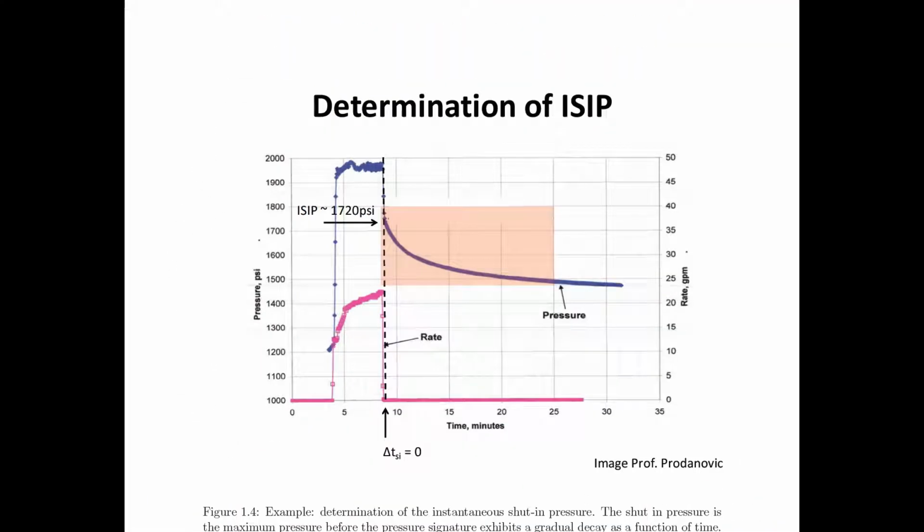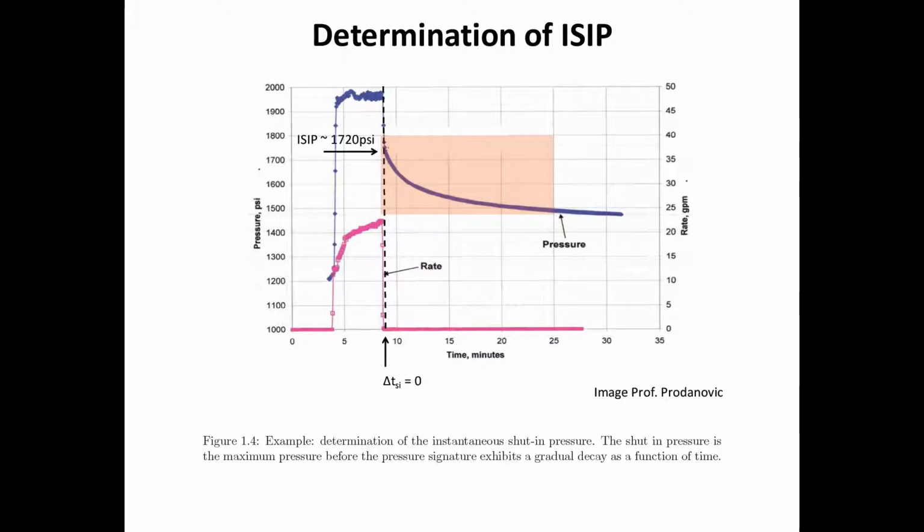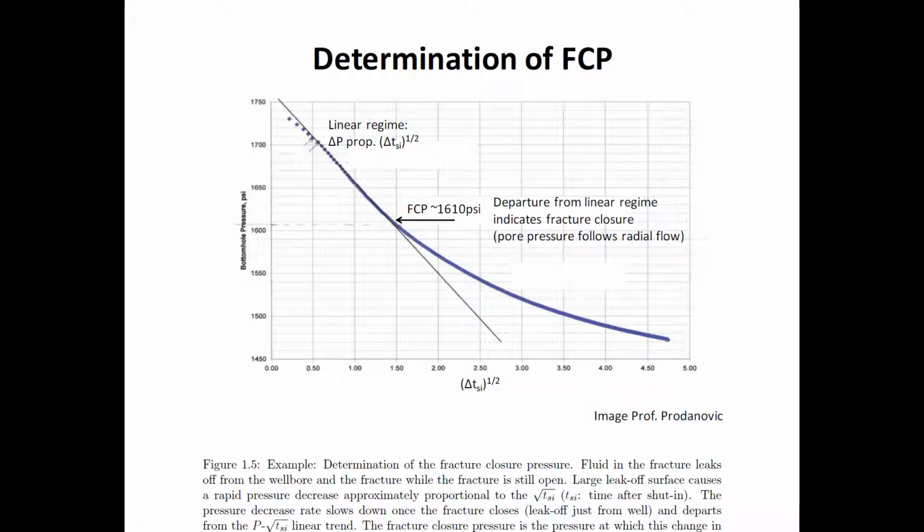And once you have this signature of pressure as a function of time, you can put that data, and actually, this looks very nicely, in terms of pressure as a function of the square root of the time after the shut-in pressure. So you see this delta T, and at the point in which there is a departure from linearity, that's going to be your fracture closure pressure, that some people also call FCP.